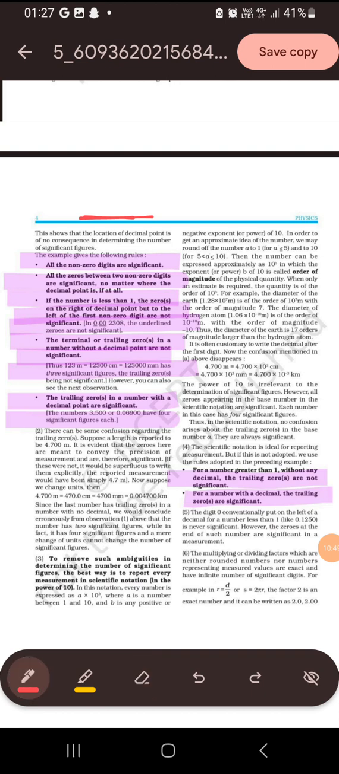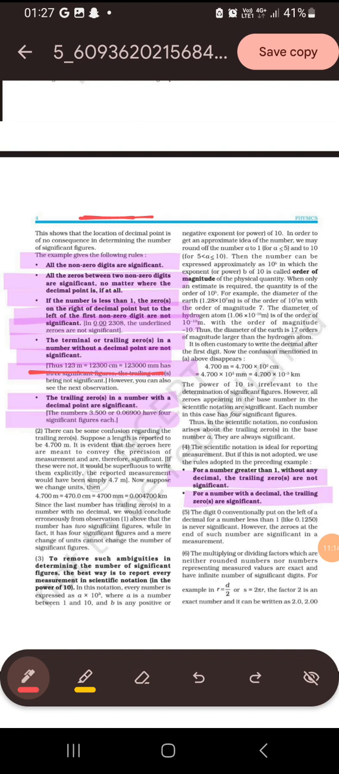Okay, and the next concept is that terminal or trailing zeros without a decimal point are not significant. What they are saying is that without a decimal point they are not significant. Here there are only three significant figures.